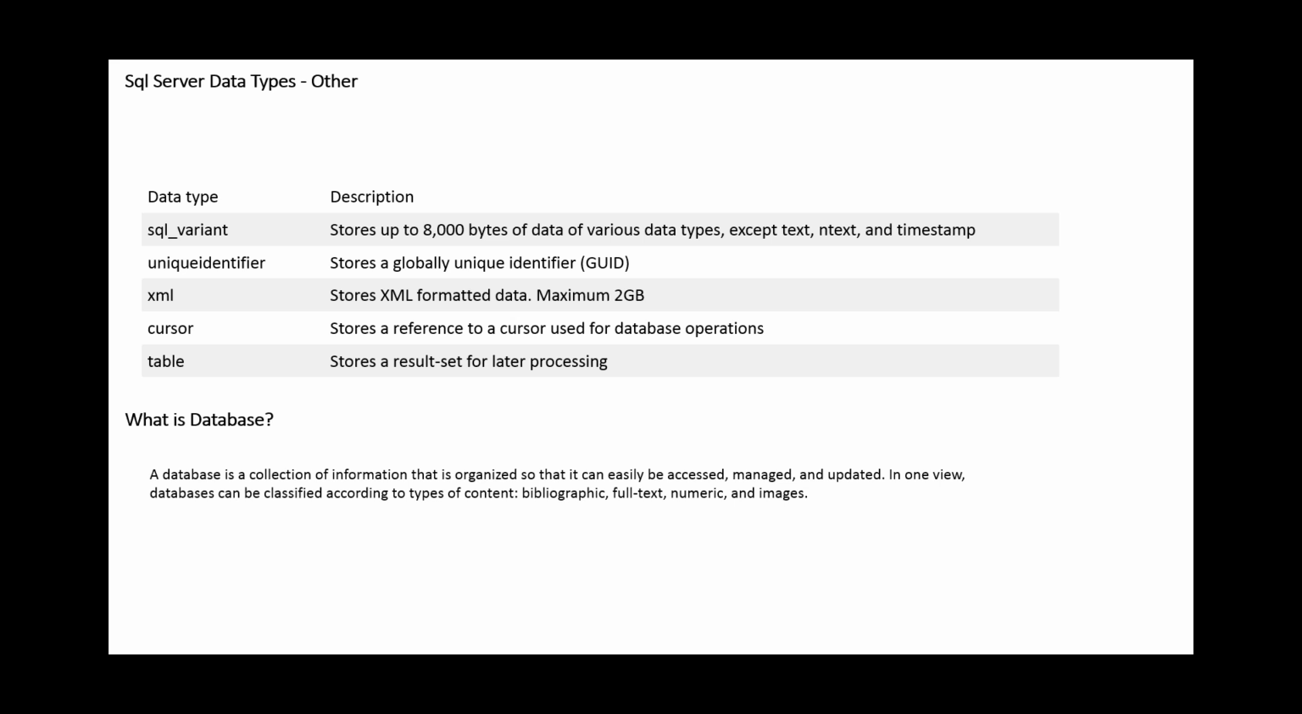The next thing is, what is a database? A database is a collection of information that is organized so that it can easily be accessed, managed and updated. In one view, databases can be classified according to types of content: bibliography, full text, numeric and images. So a database is a system where you can maintain identical, related data and information, and you can manage and update the data. That's what a database is.